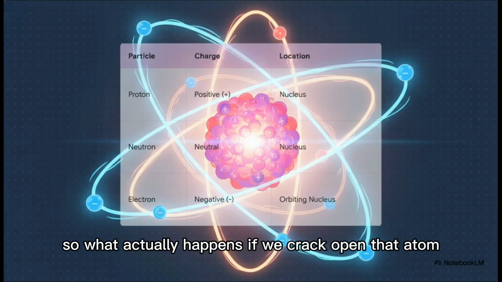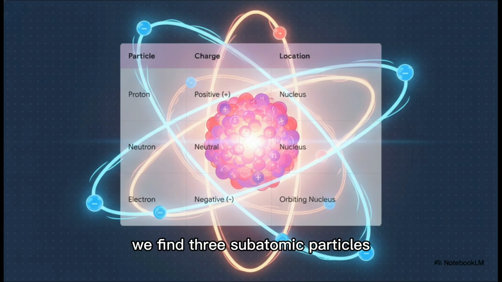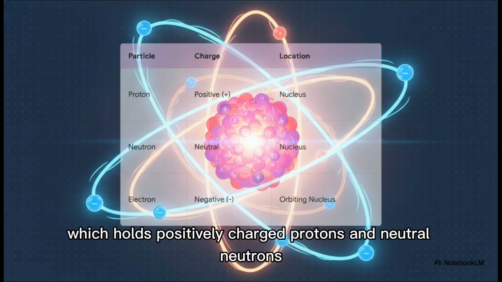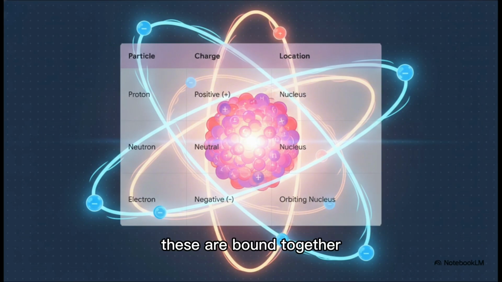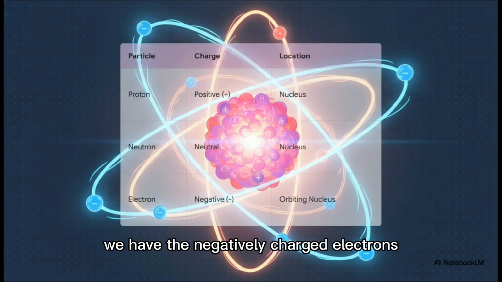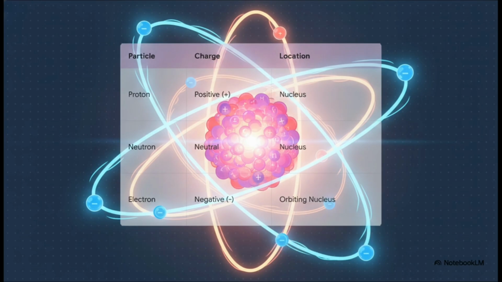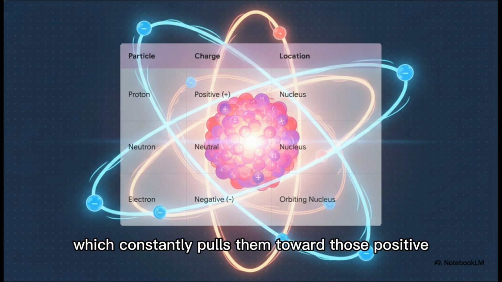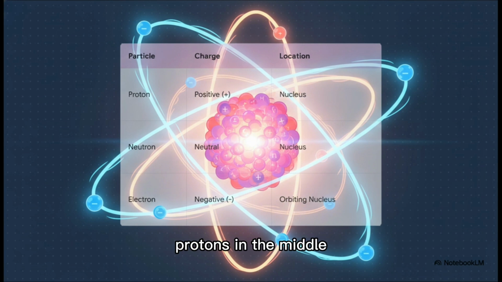So what actually happens if we crack open that atom? We find three subatomic particles. Right in the very center, we have the nucleus, which holds positively charged protons and neutral neutrons. These are bound together super tightly by the strong nuclear force. Then, buzzing around the outside in different shells, we have the negatively charged electrons. These are kept in orbit by the electromagnetic force, which constantly pulls them toward those positive protons in the middle.